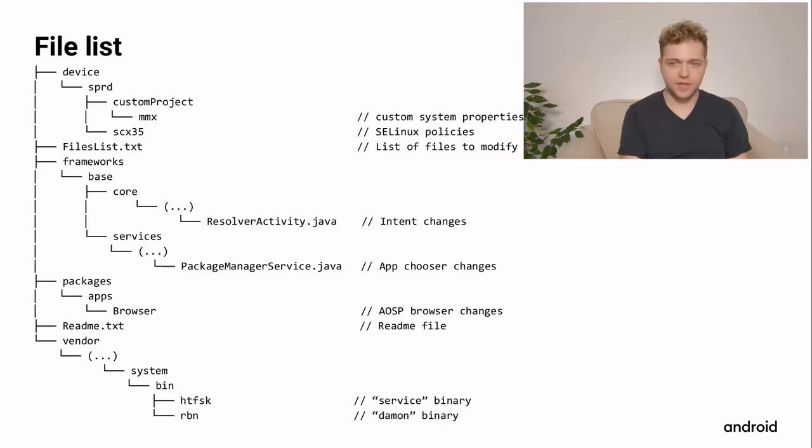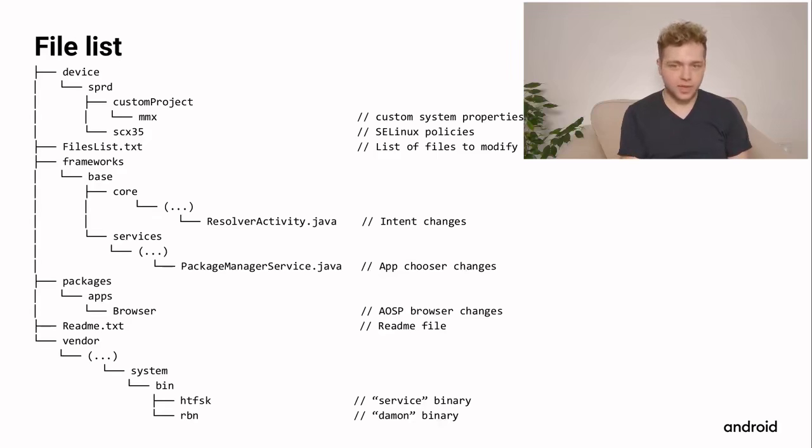First is one with the custom system properties. So Domino was controlled with a set of system properties that were specific to Domino. You can see that there are also SELinux policies. We will talk about them later on. There is a list of files to modify or add. So the file list.txt is basically a roadmap on how you install Domino on an Android device.